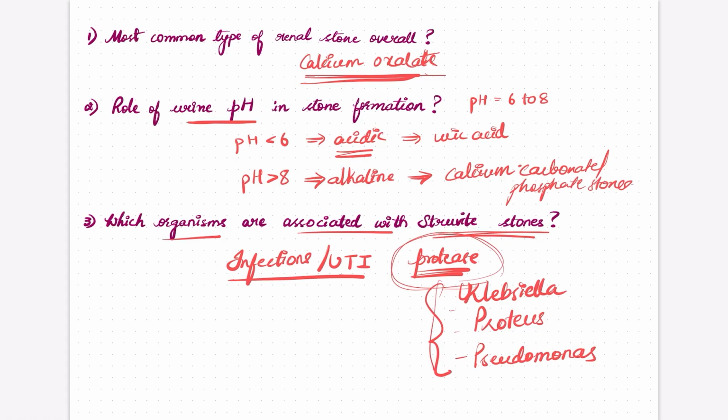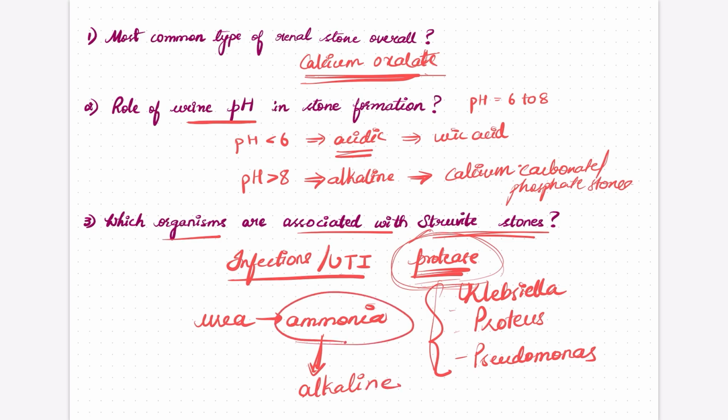They most commonly cause struvite stones because they hydrolyze urea to ammonia, and this ammonia, which is alkaline, favors formation of struvite stones. Also, struvite stones are nothing but triple phosphate. Triple phosphate means it is made up of magnesium ammonium phosphate.